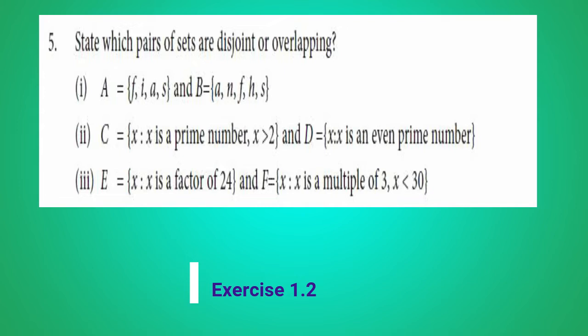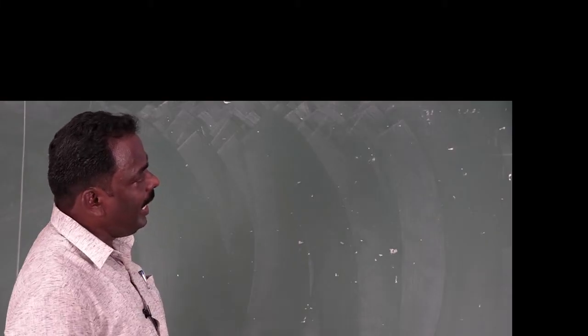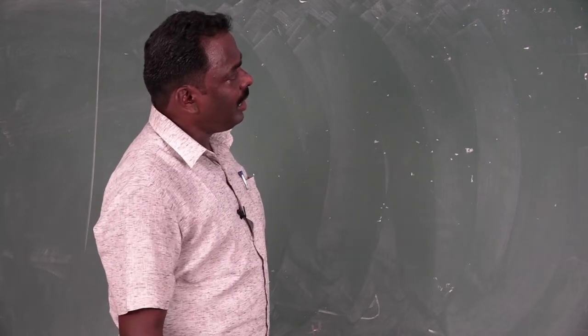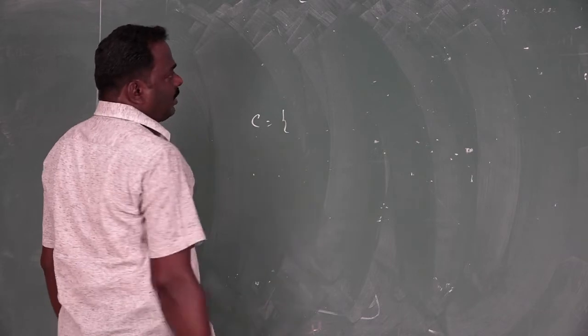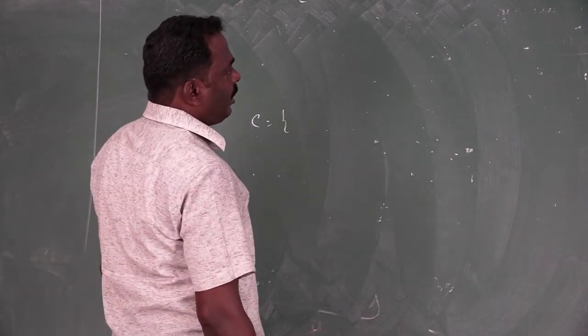Then second, set C is defined by x such that x is a prime number and x is greater than 2, and D is x such that x is an even number. So set C is defined by prime numbers greater than 2.